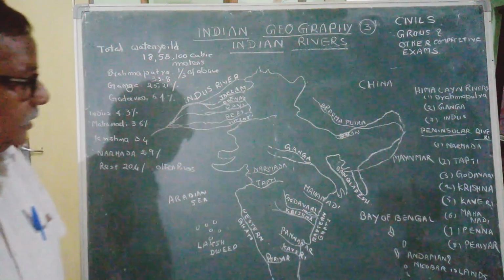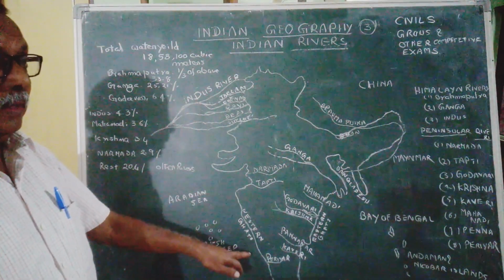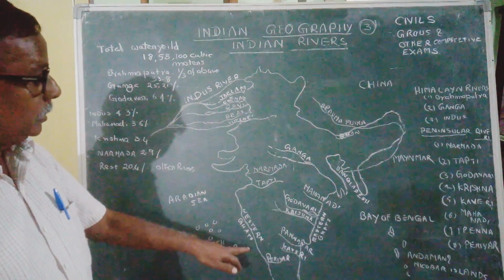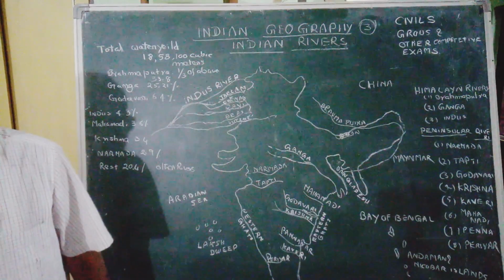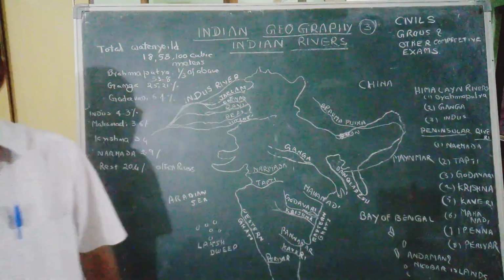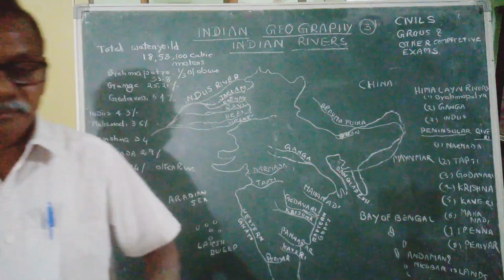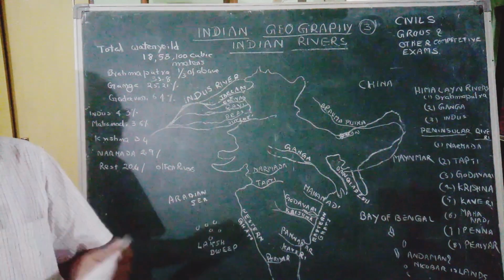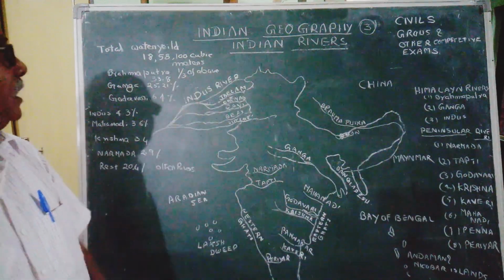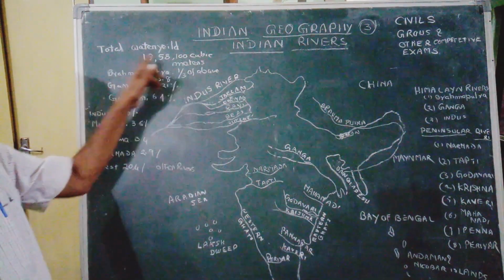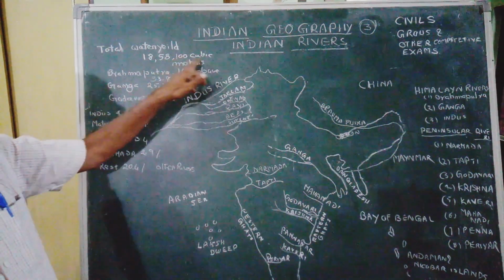peninsular rivers, and we can also see the Periyar River at the margins and borders of Tamil Nadu and Kerala. These are the river systems that exist in India, and the total river system, as we said, yields water of 18 lakhs 58,100 cubic feet.